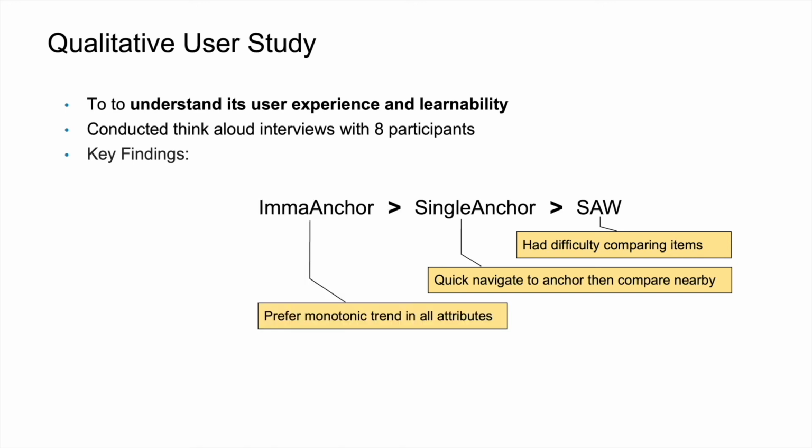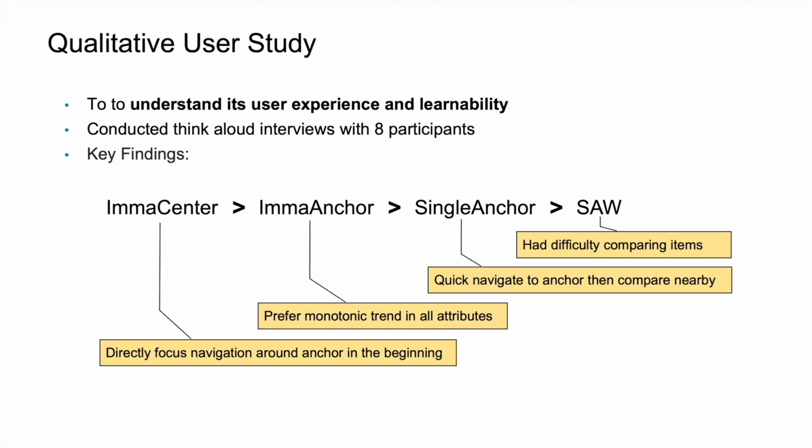So, participants preferred ImmaAnchor as they appreciate monotonic trends in all attributes. They even appreciate more if the anchor is placed in the middle of the list in the beginning when they start searching. They directly focus on navigation around the anchor.